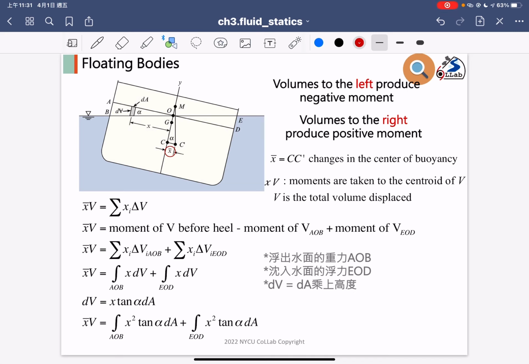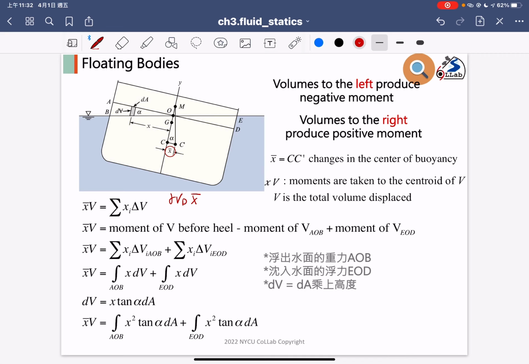And this is because we have the gamma. On the right hand side, actually we have the gamma V. What is the gamma V? The gamma V is the buoyancy force, right? So the V is the displaced volume, and this is the buoyancy force. If the buoyancy force multiplies the x bar, so it is the moment.